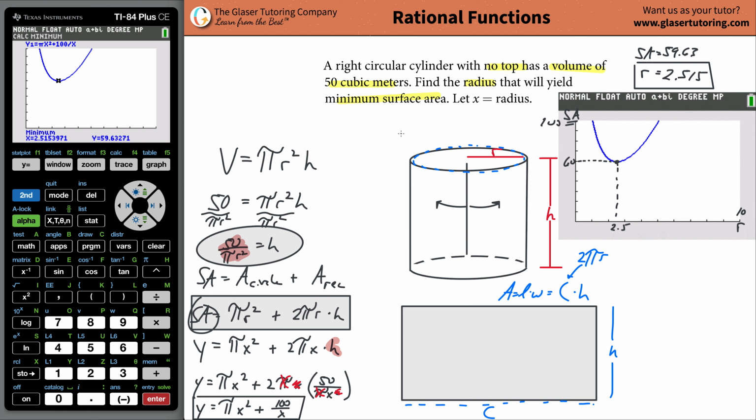2.515. All right? If you were asked to find the height now, let's just say hypothetically, all you would have done was use this function, because it's already solved for height, and you can plug in your radius. You plug in your 2.515 in there, find your height, and bada bing, bada boom, as they say.